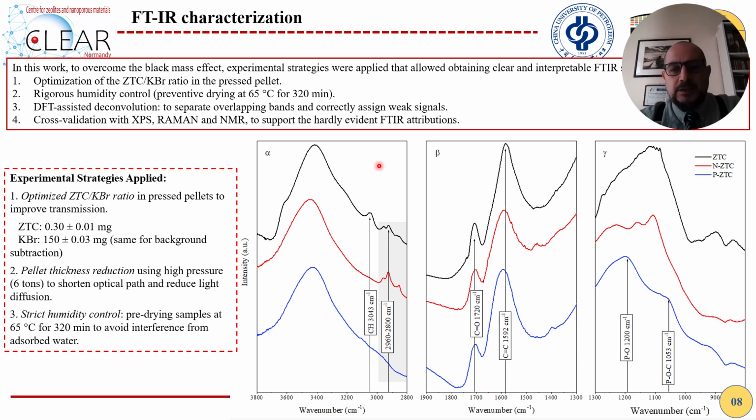As we can see, this experimental strategy gives us the opportunity to obtain three very well-resolved spectra, much better than those already presented in the literature. For a better comprehension of the spectra and all the functional groups present, we divide the FTIR analysis into three spectral regions.